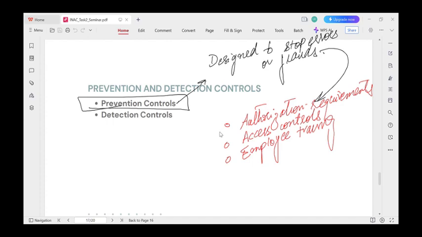Then we have detection controls. Detection is when a fraud or error has already happened. Okay, something has already happened. So the problem is that you have to detect it, right? So how can you detect it? There are a couple of tools which you can use.